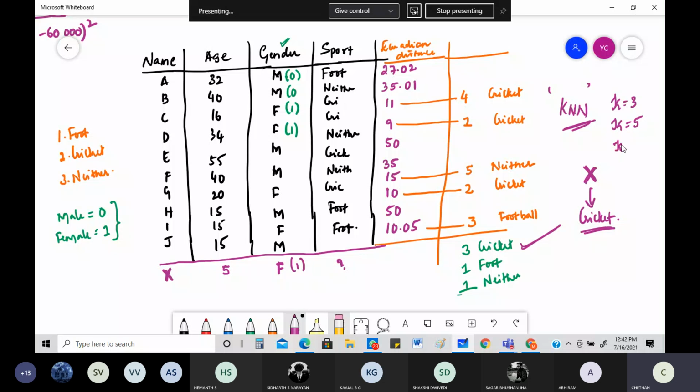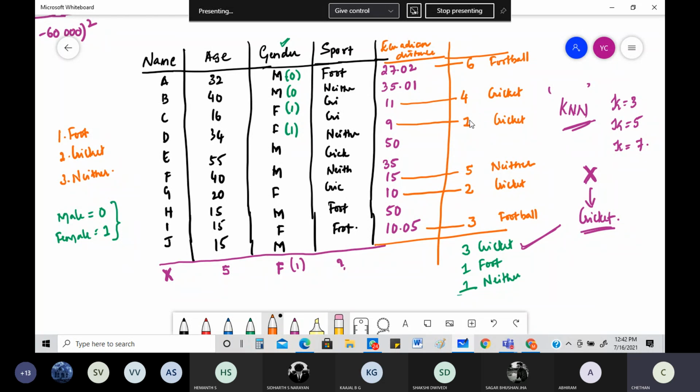You check with regard to k equal to 7 also. K equal to 7 means the next smaller number you need to take. What was the smaller number? 15. After 15, what is the next smaller number I have? This 35, this one. This will be my next smaller number, which is the sixth, and that is with regard to football. Then the next one I need to do is the seventh.